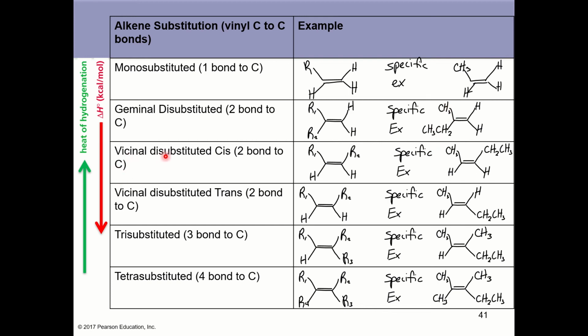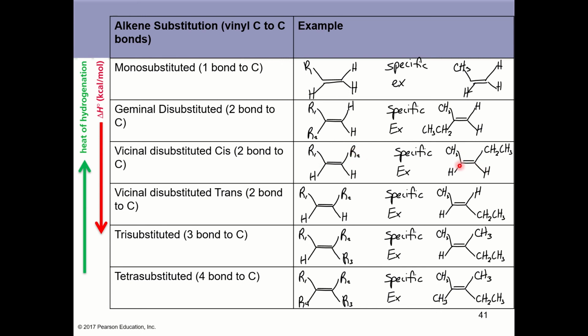Next, vicinal disubstituted, and there are, of course, 2 vicinal disubstituteds. Vicinal meaning that each vinyl carbon has 1 bond to carbon. So vicinal carbons are adjacent vinyl carbons, and then the disubstituted, each vinyl carbon has 1 bond to carbon. So cis, so we have 2 bonds to carbon, and we're talking about vicinal cis. So here's our example. We have our pi bond, and from the vinyl carbon at the left, we have an R group, and from the vinyl carbon at the right, we have 1 R group.